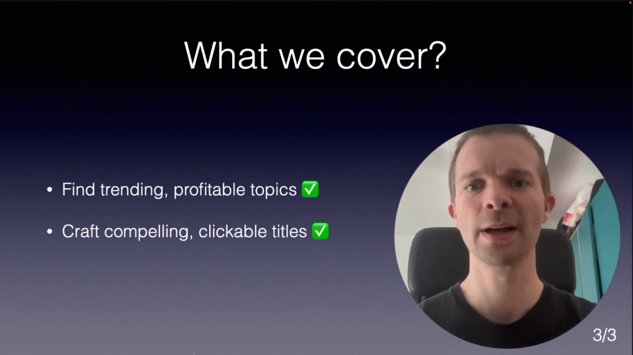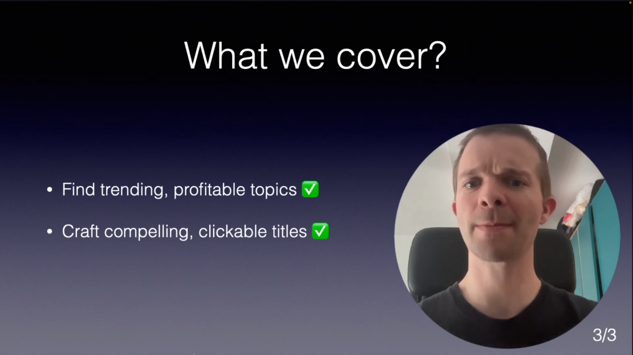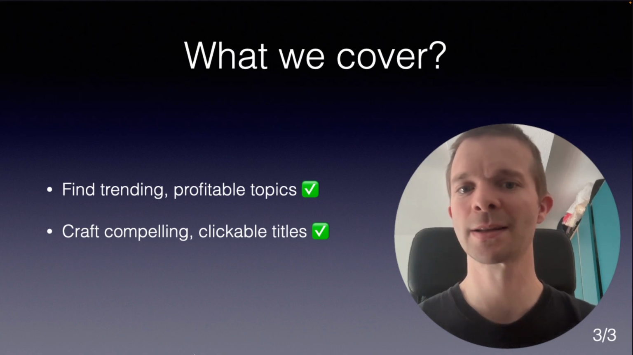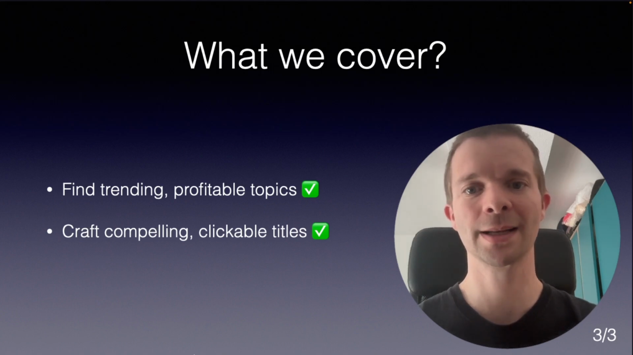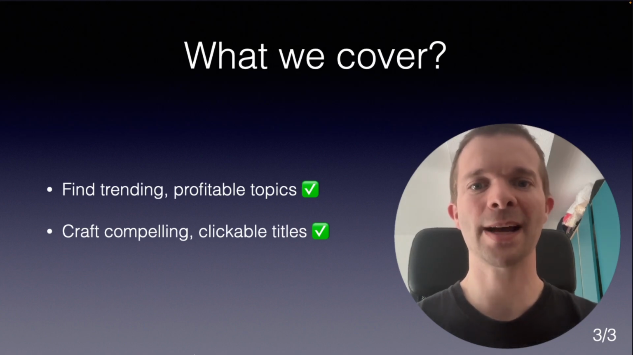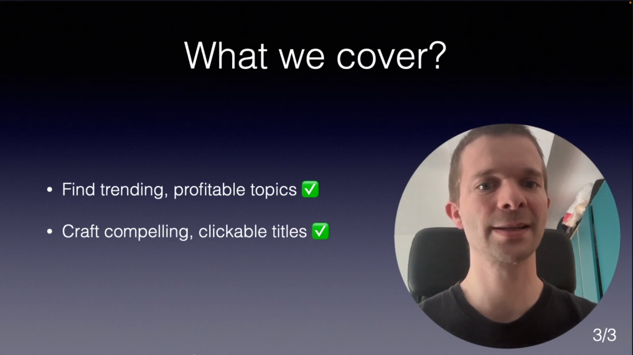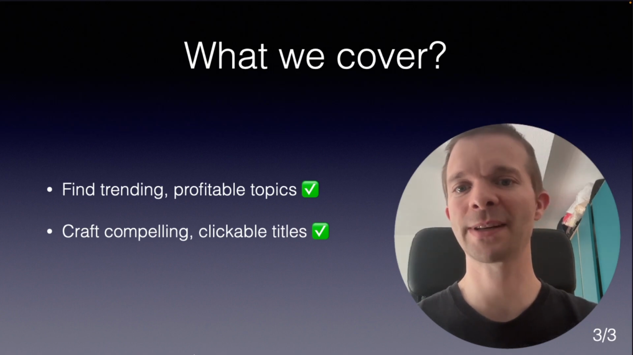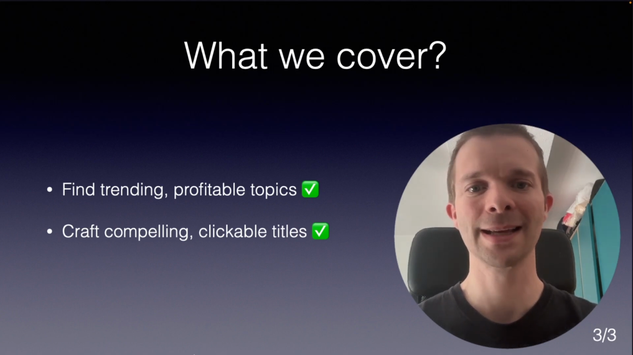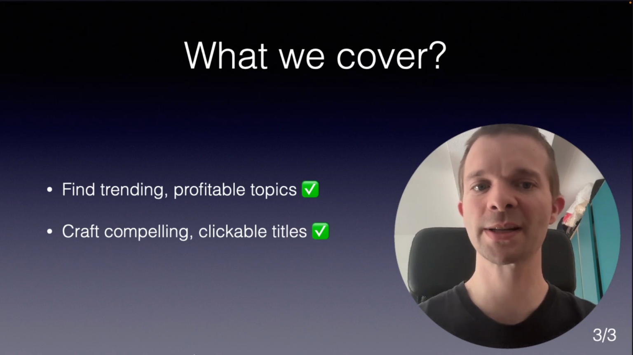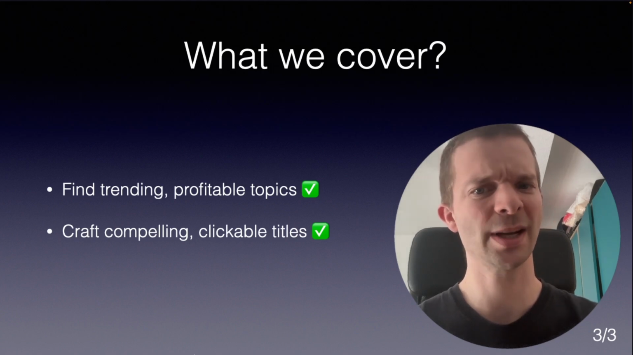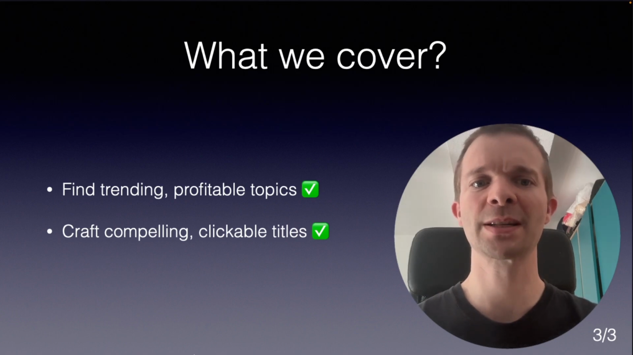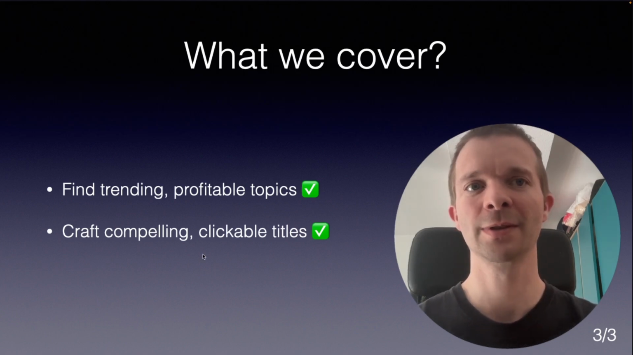Here's what we cover. First, find trending and profitable topics. Second, craft compelling and clickable titles, 100% automated. In this video, we are diving into the first two crucial phases, choosing the perfect video topic and crafting a title that guarantees clicks. These steps usually require the most creativity, but with AI, you can easily automate them. And the best part, you will learn how to do it today, right now.